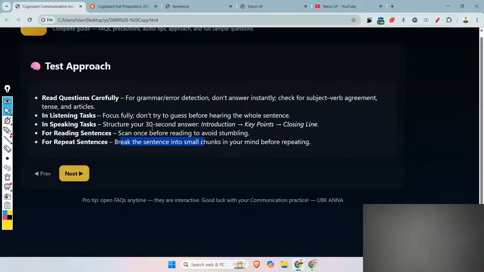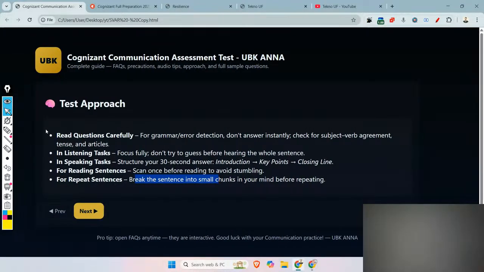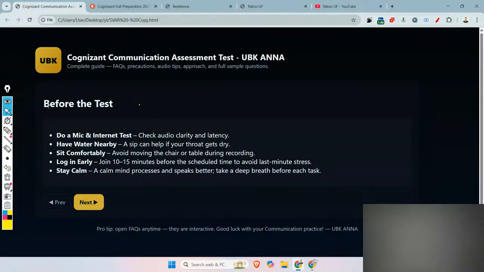Now let me discuss a few upcoming things which will happen with you. Just before that, let me end the communication topic. Before the test, make sure you do a mic and internet test, have water nearby, sit comfortably, log in early, stay calm, and check the browser. People faced a lot of problems while sitting the exam. They will provide one mock, so please go through that and check the compatibility so that you don't have to face the problem.